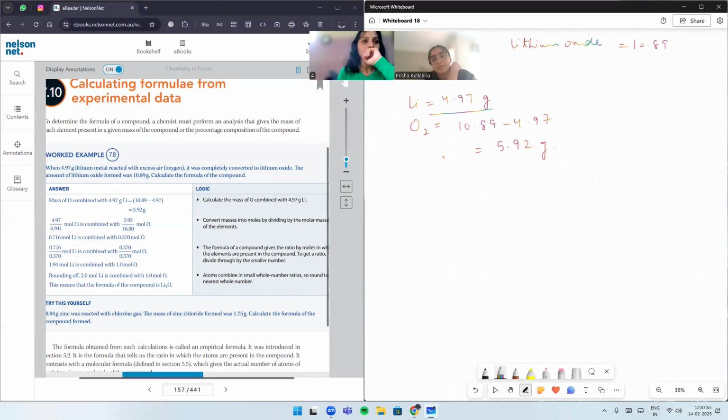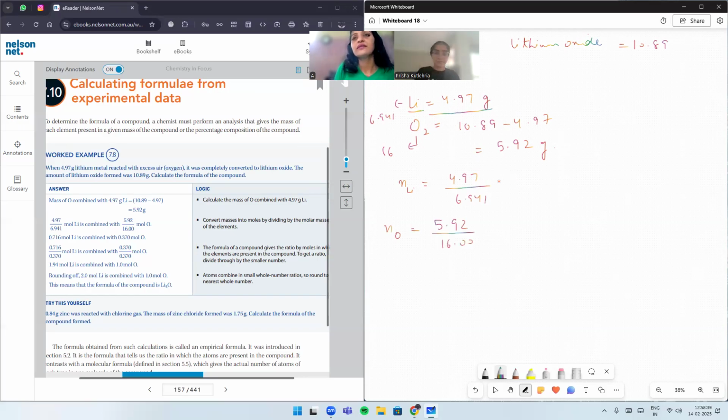Now what to do? See, what is the molar mass of lithium? Do you remember? It's 6.941. And for oxygen, you must be remembering, 16.00. Now see, we can do one thing. We are going to convert these masses into moles. First step is we are going to calculate the number of moles of lithium, which is the given mass over the molar mass, and then oxygen, which is given mass over its molar mass.